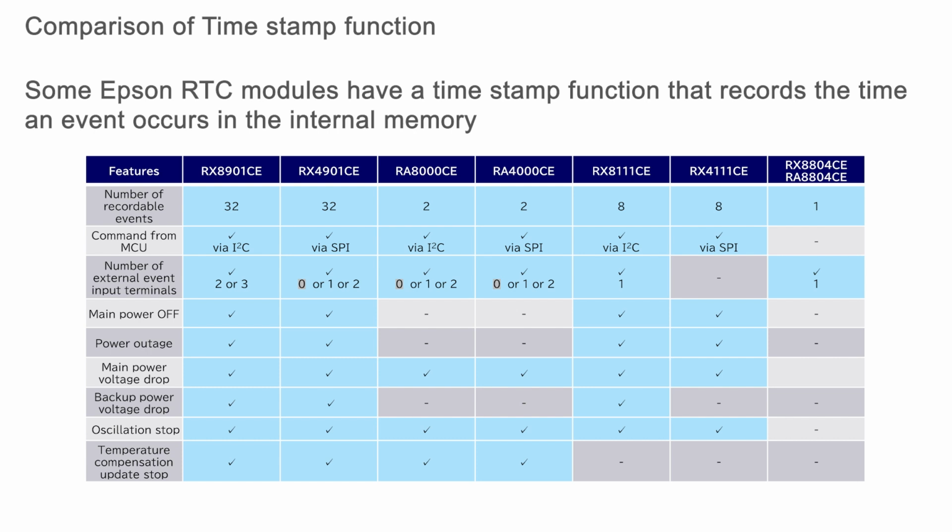Under Number of recordable events is the number of events that can be recorded in the internal memory, and indicates the maximum number of times they can be recorded. If more events than this number occur, the time data will be overwritten and saved.